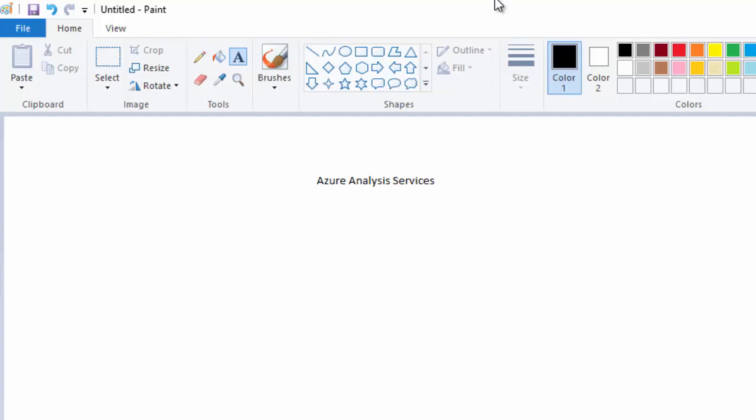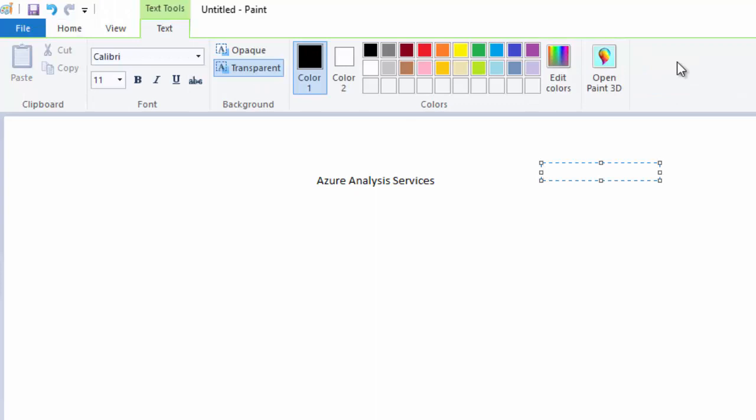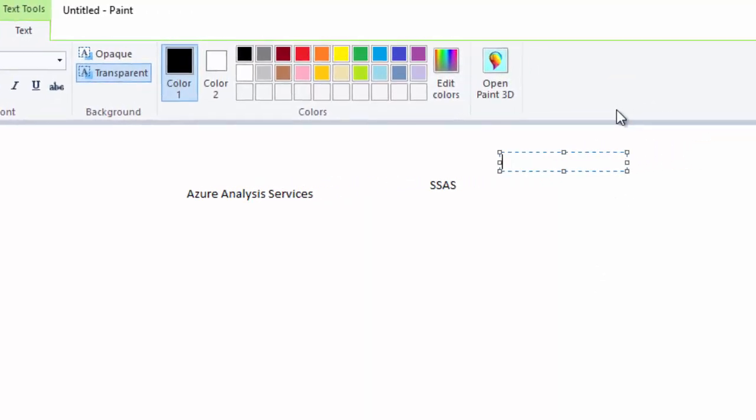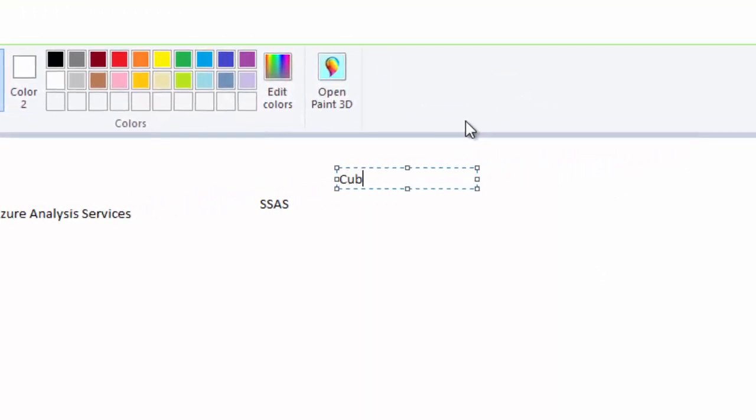What is Azure Analysis Services? Azure Analysis Services is nothing but the cloud version of Microsoft's on-premise product called SQL Server Analysis Services. In SQL Server Analysis Services, there are two different models that you can build. One is called a cube or multi-dimensional model.